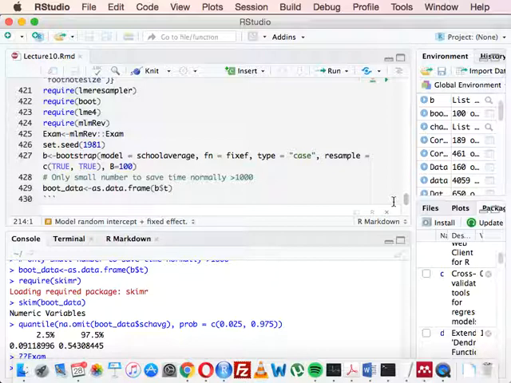And so it's the same type of thing. You've done bootstraps before, so it's the same type of setup. We set up a bootstrap. We say the model we want to bootstrap. We say which type of effects we want. You might also want to have the random effects, but here we want to just look at fixed effects.